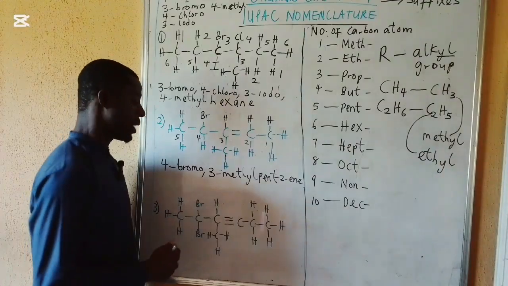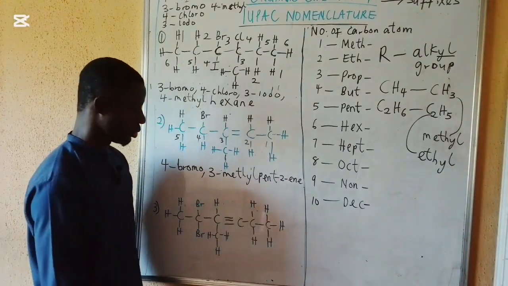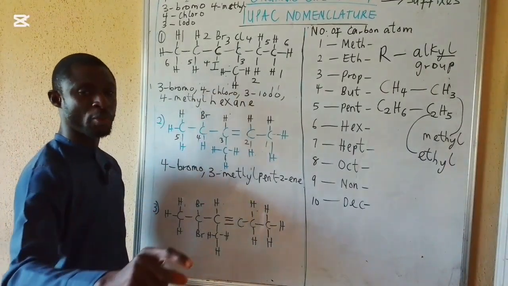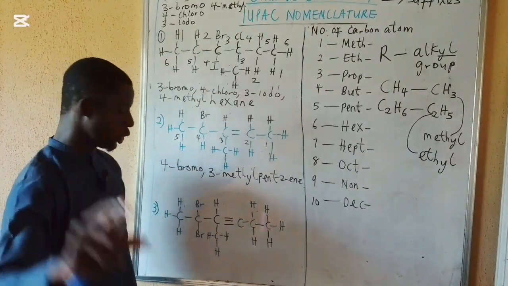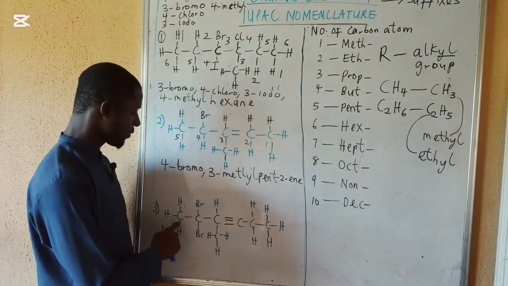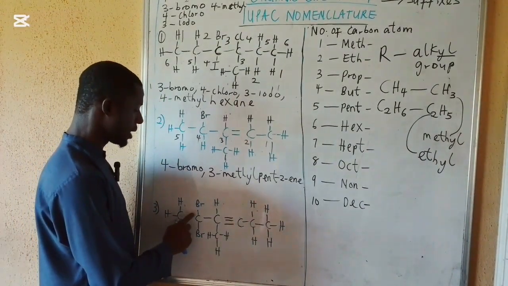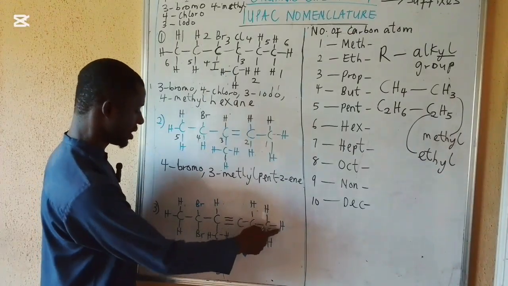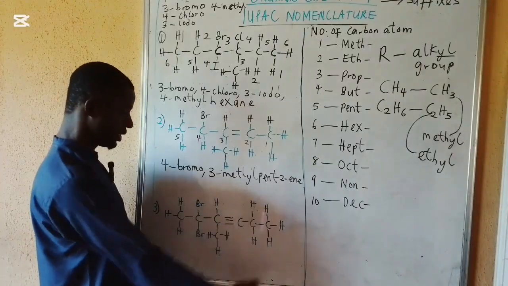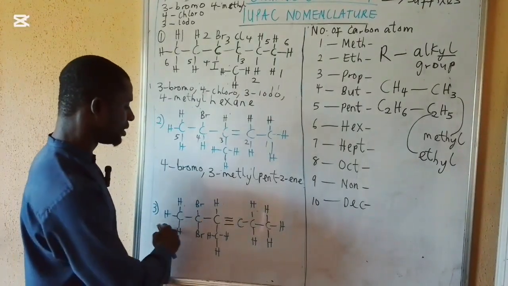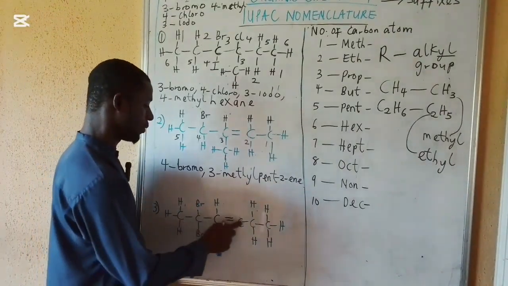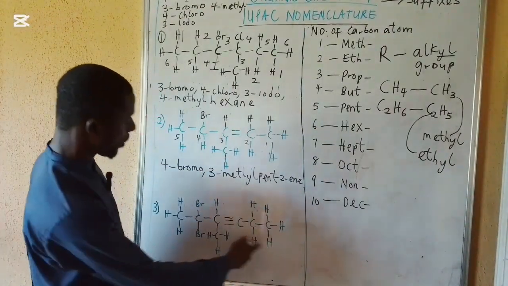And I said that we are going to get our roots and we number in such a way that our functional group has the lowest numbering. So let's get our roots for this structure. Our longest continuous carbon chain can be 1, 2, 3, 4, 5, 6. It can also be 1, 2, 3, 4. So the longest one is 6. We can number this way and we can number this way.